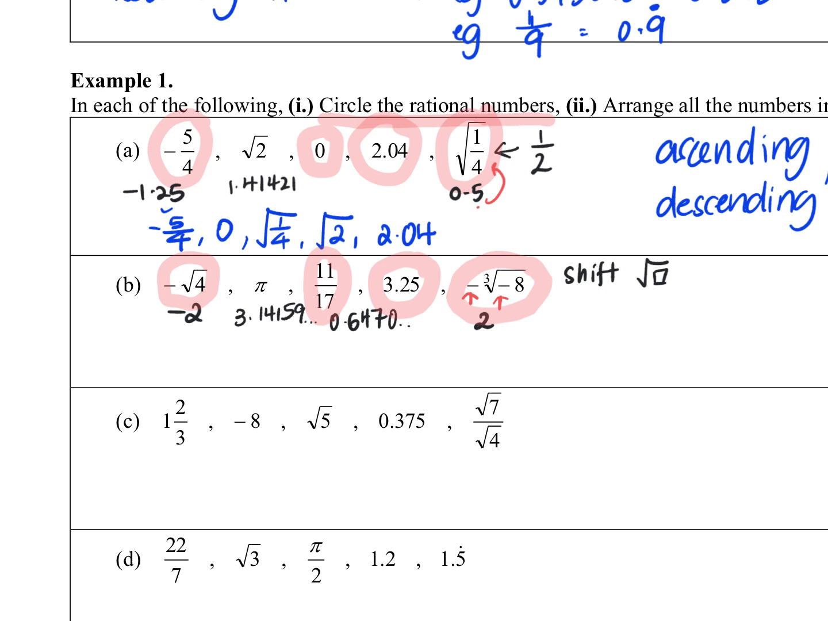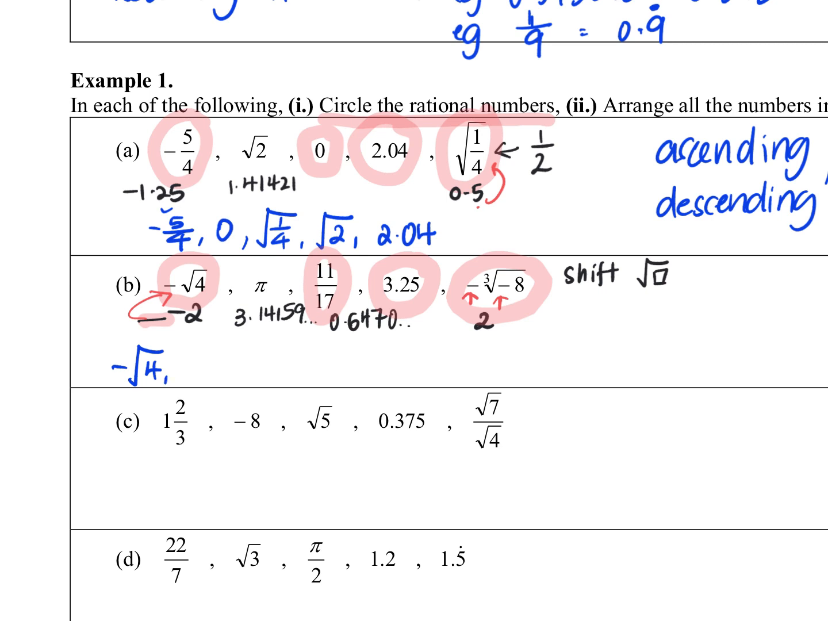Now let's arrange these numbers in ascending order, starting from the negative numbers first. The more negative the number, the smaller it is. So let's start with the smallest. The negative number in this case is the number -2. Alright, but we do not write the number -2. We use back its original number over here. So I'll put negative square root 4. Let me change my color.